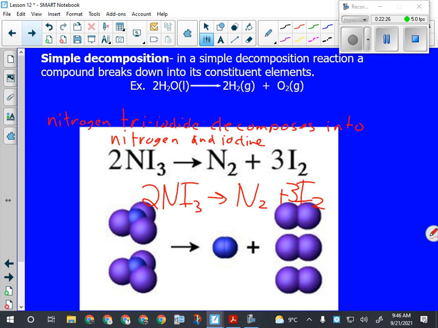I wasn't even going to talk about balancing today, but the question came up, so it's an opportunity. We'll go over that again later if that just went over your head. We'll do that again. All right, questions on decomposition reactions?